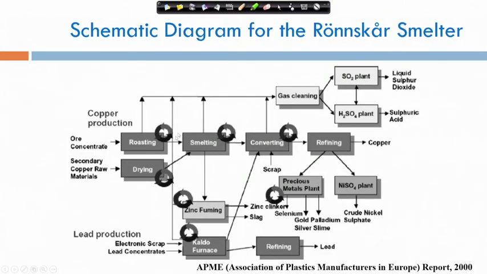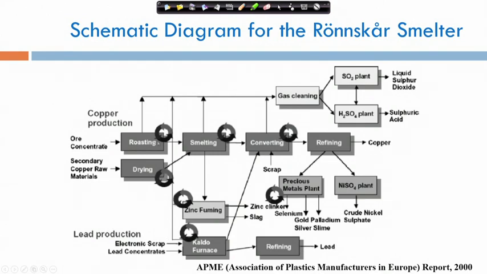So, this is a schematic diagram of the Ronnskar smelter. You have the Kaldo furnace, with electronic scrap and lead concentrate coming in here, and it will go into the converting part, then the refining, and that will get lead.